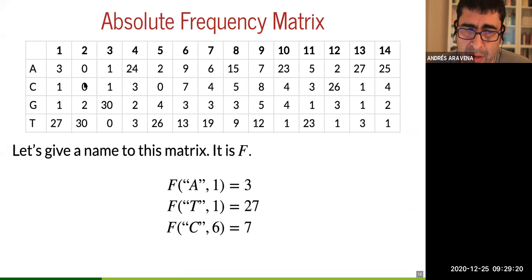Okay, this is the matrix. I copied the matrix from the website. And I'm calling this matrix F, but I am writing it like this. So F takes two inputs, the row and the column. The row is ACGT, and the column is 1 to 14.